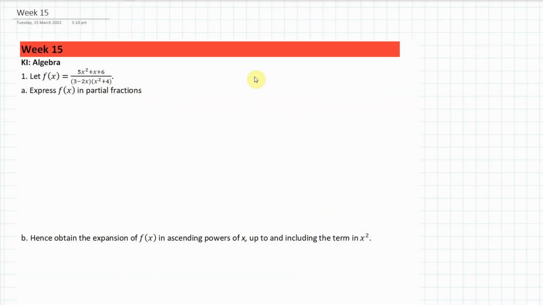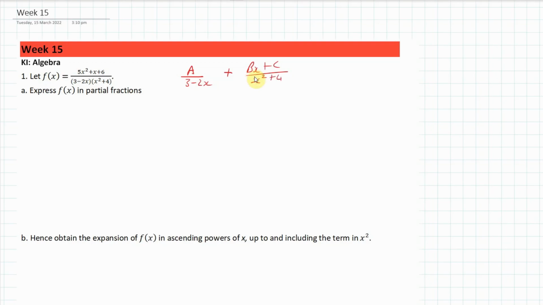We're on week 15 of our maintenance, and the first one is an algebra question. We're trying to turn this fraction into partial fractions. So, of course, go back to your textbook if you need to, but we're going to be writing it in this form here, plus bx plus c over x squared plus 4.